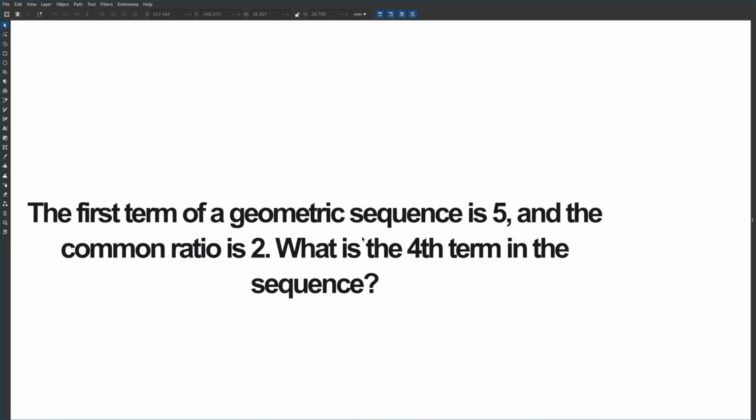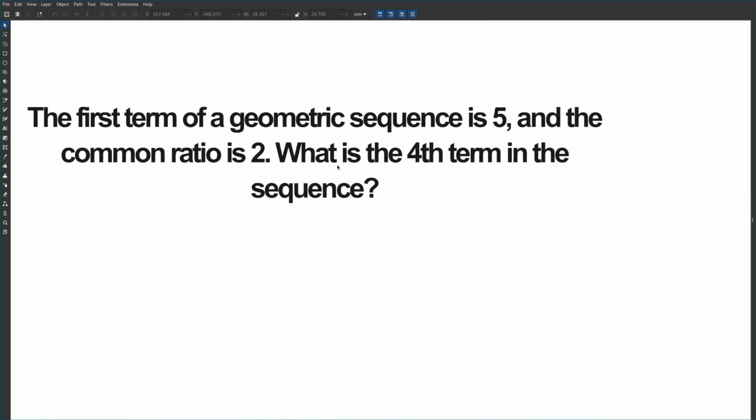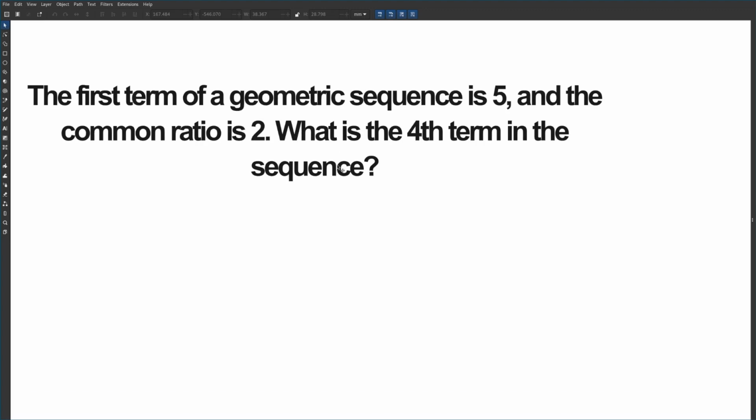Now on to the first problem. The first term of a geometric sequence is 5, and the common ratio is 2. What is the fourth term of the sequence? Okay, well, obviously, we know the first term is 5, since it tells us. And the common ratio is 2, so we're going to multiply by 2 again, get 10. Multiply by 2 again, we get 20. And again, and we get 40.